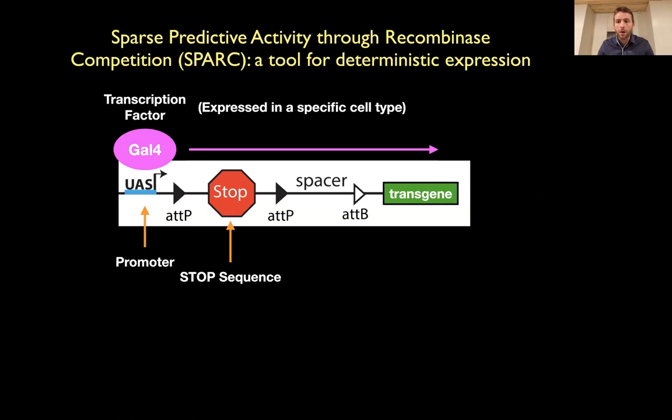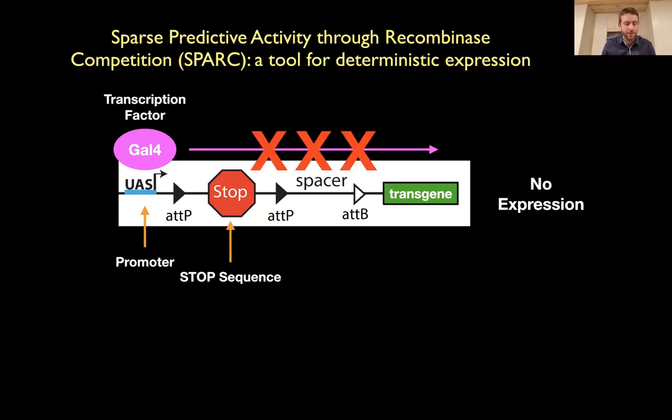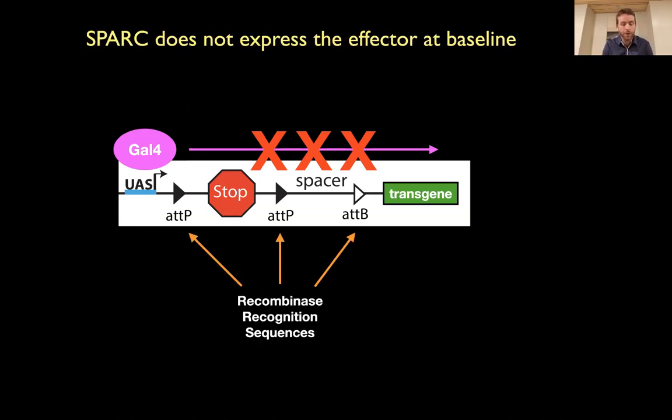But here in SPARC, I put a stop sequence in between the promoter and the transgene. And so this prevents expression of the transgene, and at baseline, SPARC doesn't really do anything. However, I've surrounded this stop sequence by what are called recombinase recognition sequences.